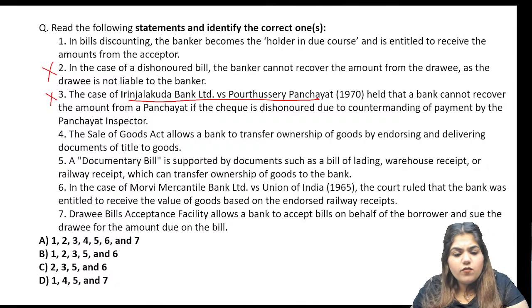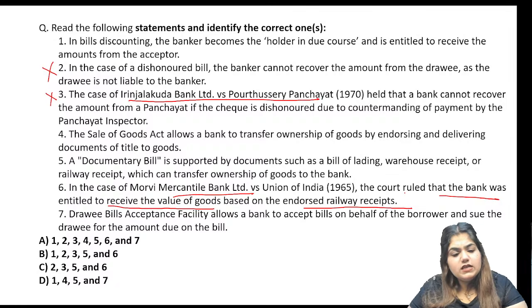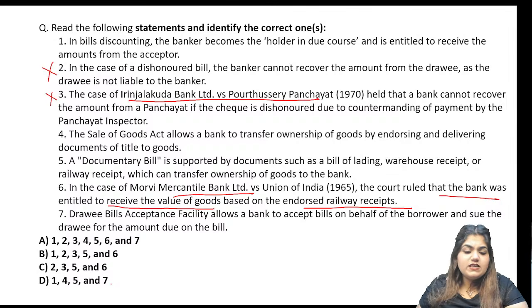In the case of Morbi Mercantile Union, the court ruled that the bank was entitled to receive the value of goods based on the endorsed railway receipt. Yes. Statement number 6 is also correct. That will give us D as a correct answer.